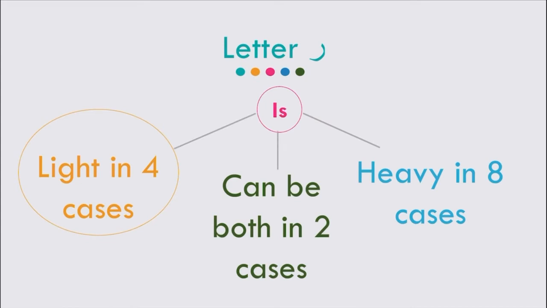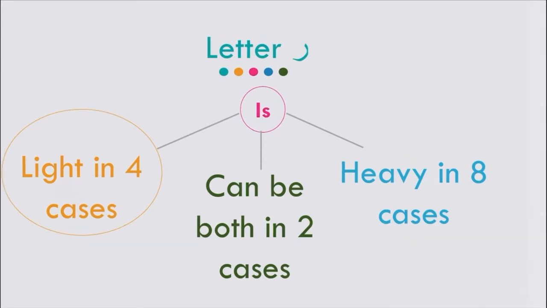So we started cases of letter Ra and we knew that we have 3 cases for Ra: 8 cases are heavy, 4 cases when Ra is light, and 2 cases Ra can be both heavy or light. Okay, so the last lesson we did the heavy cases of Ra, and today inshallah we're going to move to the cases of the light Ra inshallah.